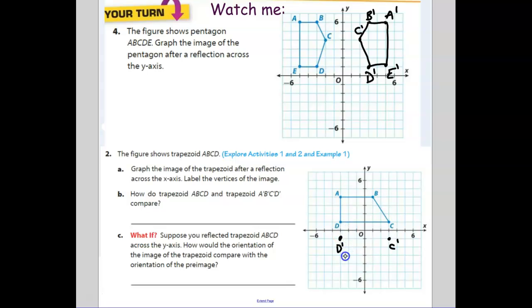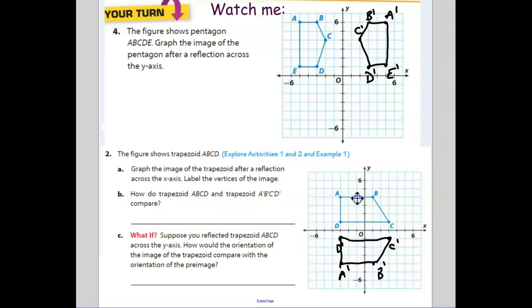A prime is 4 away, so I'm going to count 4 spots and put A prime. And B prime is also 4 away, so I'm going to keep right on the same x-coordinate and just put B prime 4 away down here. Then I'm going to connect my dots as carefully as I can. And voila, I have reflected.